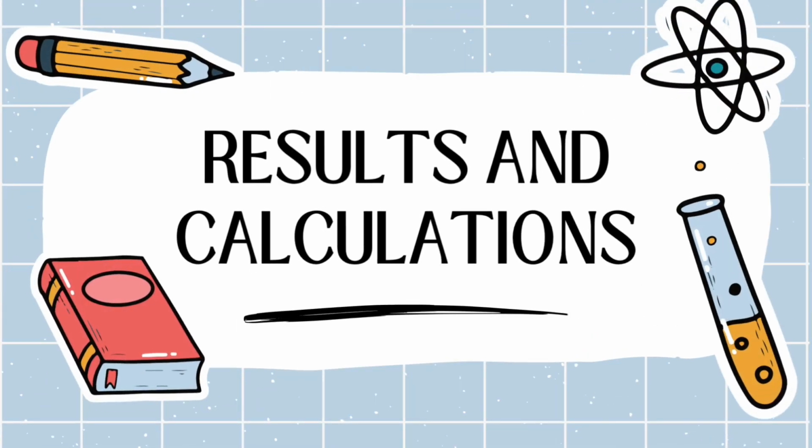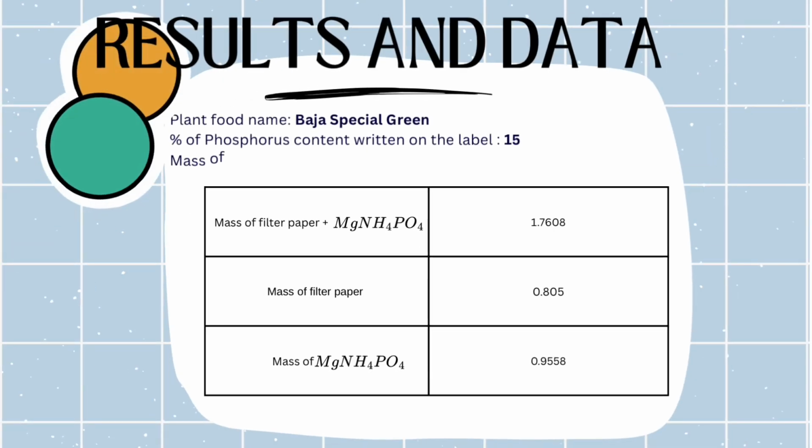Hello, my name is Danish Faisal and I will be presenting our results and data. For the plant food, we use Baja special grade with the percent content of phosphorus of 15%. The mass of sample that we use is 3.4 gram. The mass of filter paper with magnesium ammonium phosphate is 1.7608 gram, while the mass of filter paper is 0.805 gram. So the mass of magnesium ammonium phosphate is 0.9558.